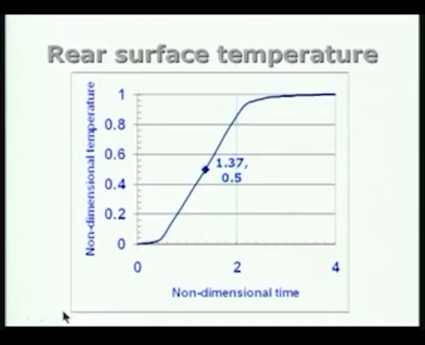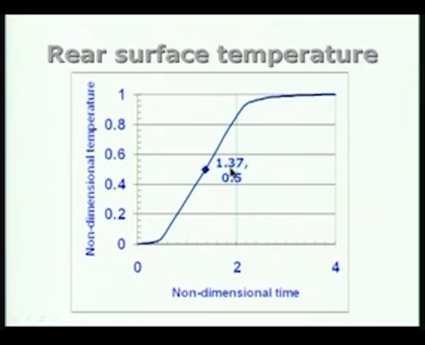So, if I make a plot of the non-dimensional temperature ratio as a function of the non-dimensional time, or the Fourier number, you get a unique curve which has the property that at a value of non-dimensional time equal to 1.37, the value of the non-dimensional temperature ratio is exactly half. So, 1.37 equals pi squared alpha t by L squared.